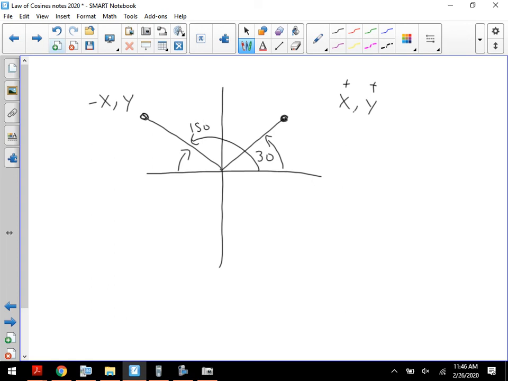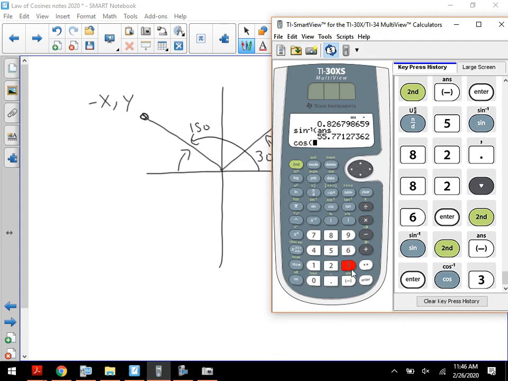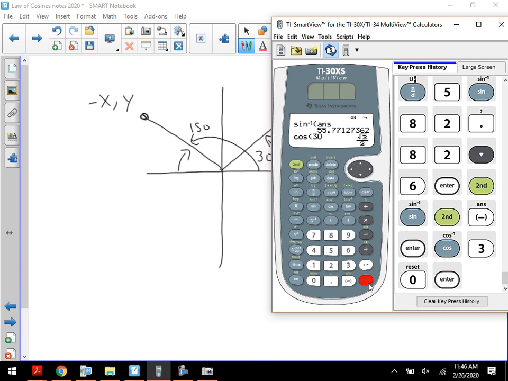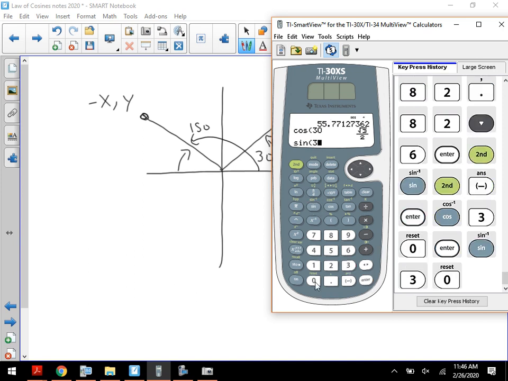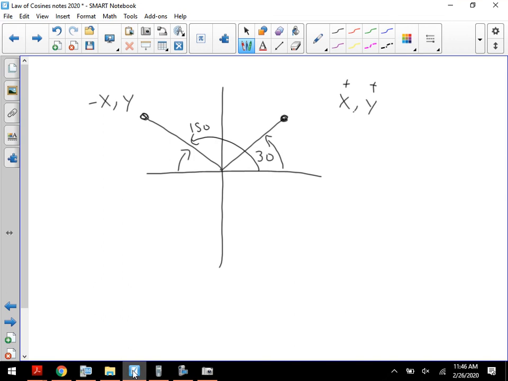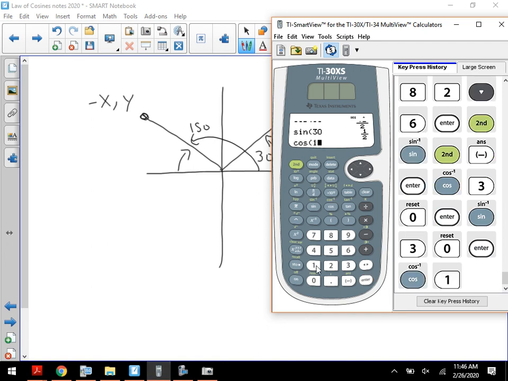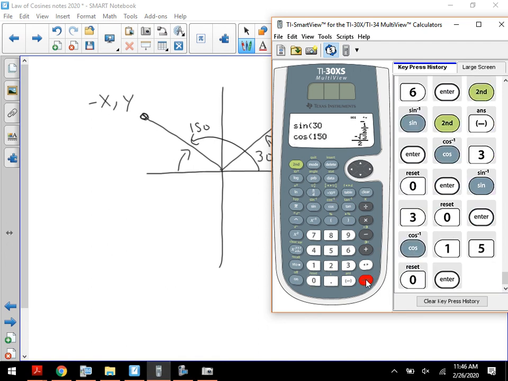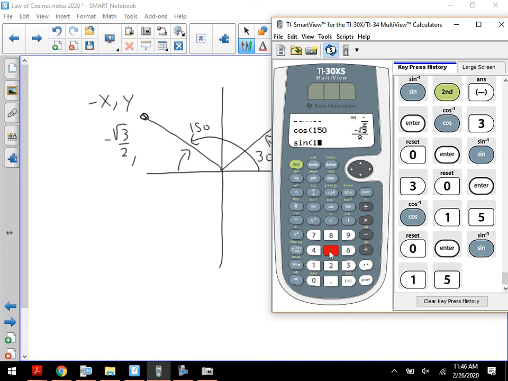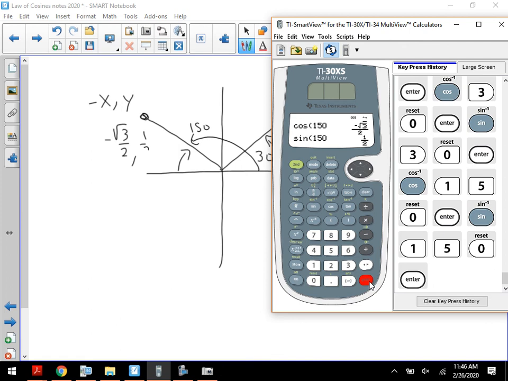So what I want you to do real quick is type in the cosine and then the sine of 30, and do the cosine and the sine of 150. If I do the cosine of 30, it gives me root 3 over 2. The sine of 30 gives me 1/2. If I do the same thing with 150, cosine 150 gives me negative root 3 over 2. Sine 150 is still 1/2.